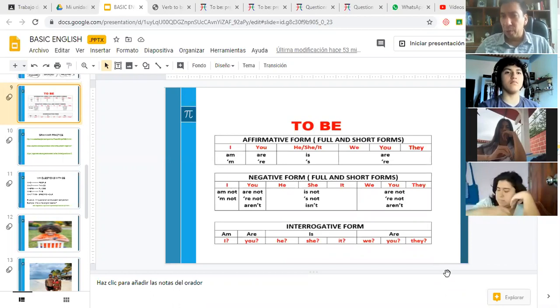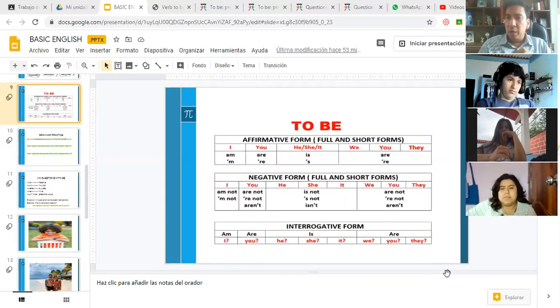Okay, let's see the first one, okay? And we study the correct conjugation of this verb, right? I am, you are, he is, she is, it is, we are, you are, and they are.